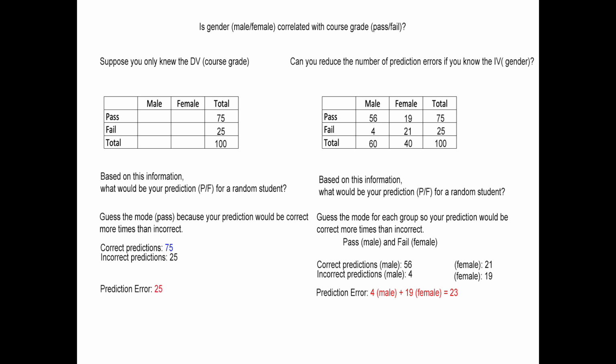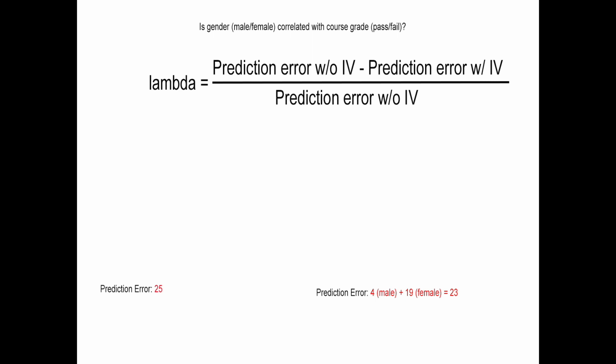So now that we have our prediction error for our scenario where we didn't know the independent variable, and our prediction error for when we do know the independent variable, we can work on calculating lambda and understanding how a proportional reduction in error tells us that two variables are correlated or not. So here's our formula for lambda. Lambda is equal to prediction error without the independent variable minus prediction error with the independent variable divided by prediction error without the independent variable.